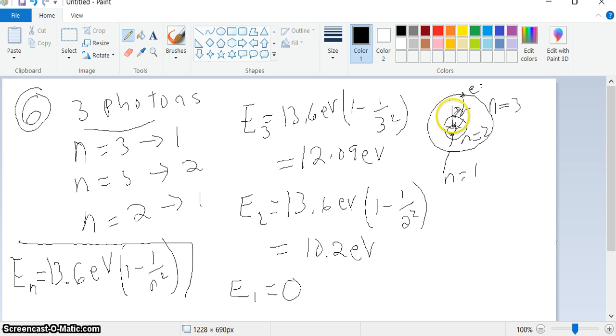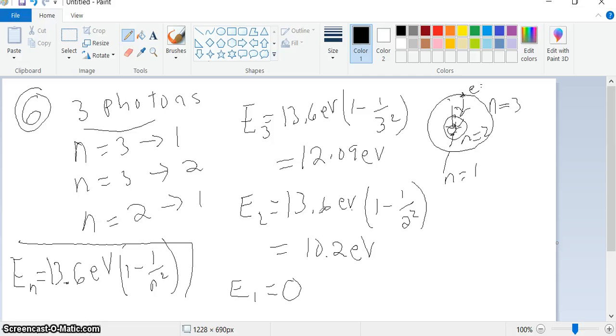What about the next, n equals 2 state? So the n equals 2 state, which of course is a lower energy than n equals 3, would be the exact same equation, 13.6 electron volts, 1 minus the quantity 1 over 2 squared. All right, and so when we do that, the energy is 10.2.